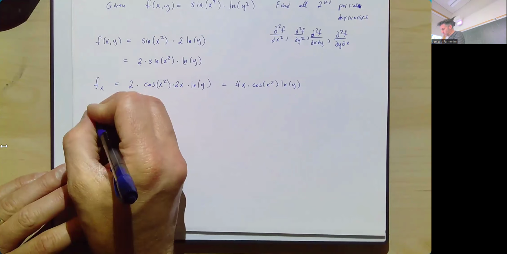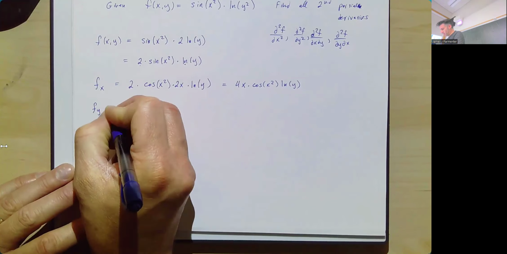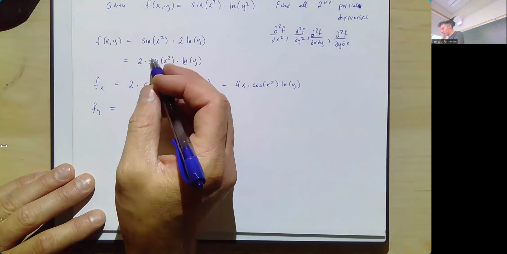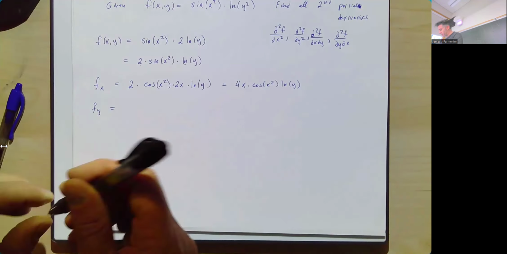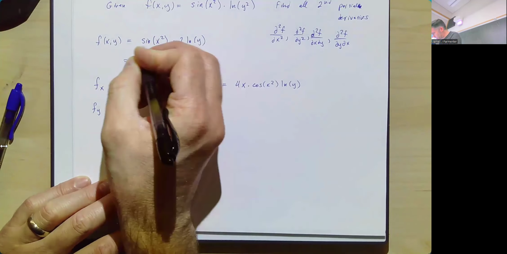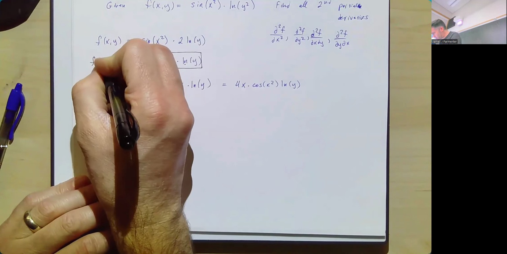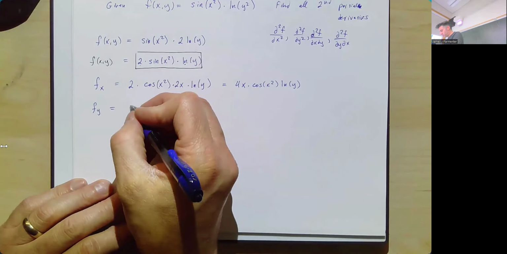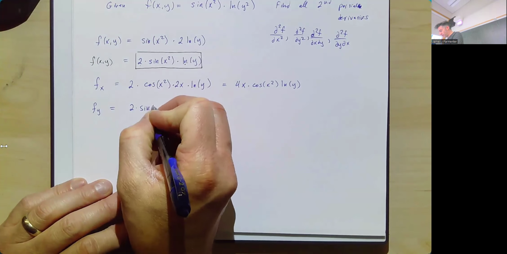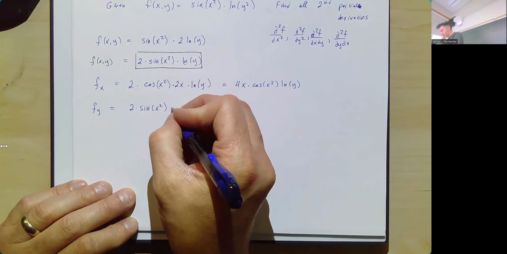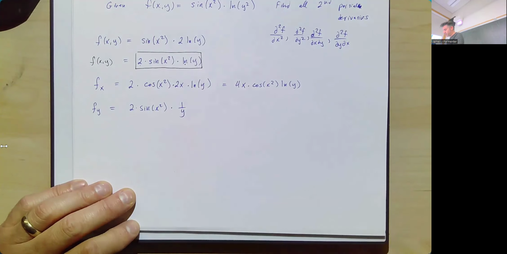Taking the partial with respect to y, I'm going to get, well, now the 2 sine of x squared, I'm going to put that in a box so I can keep remembering that that's what my f of x y is equal to. It's easy to see for me. Taking the partial with respect to y, the 2 times sine of x squared is the constant that's hanging out, and the derivative of the natural log of y is 1 over y.